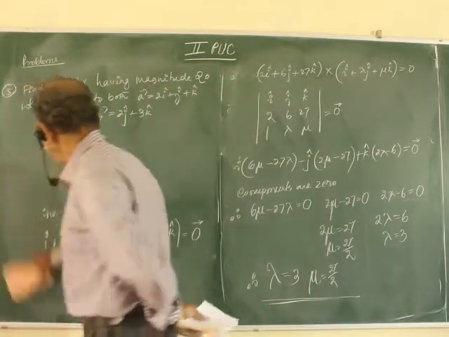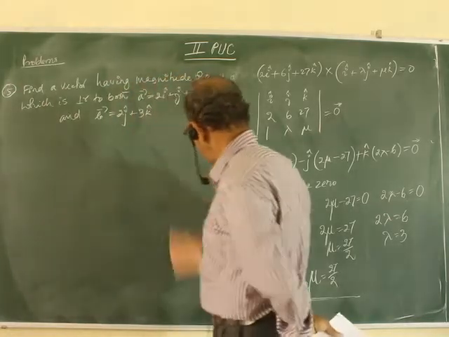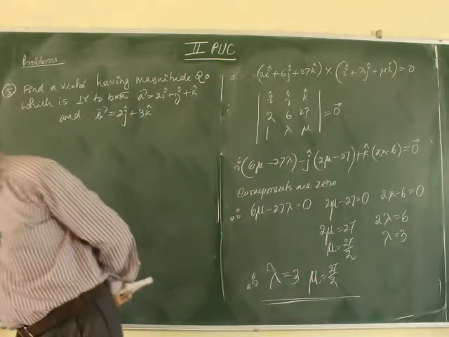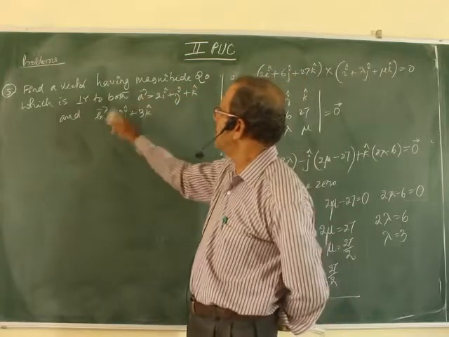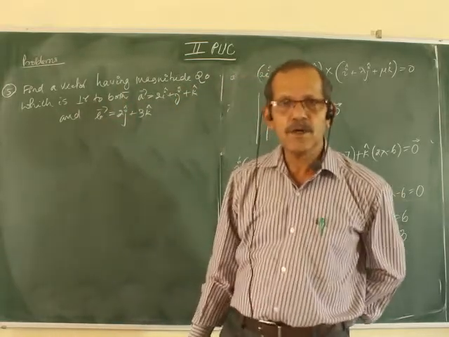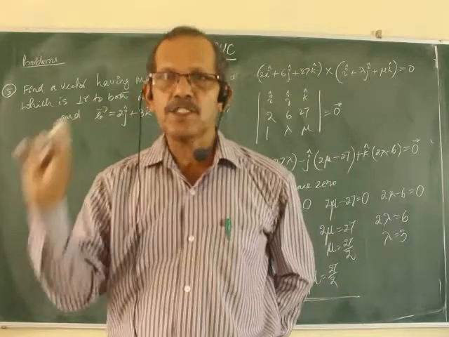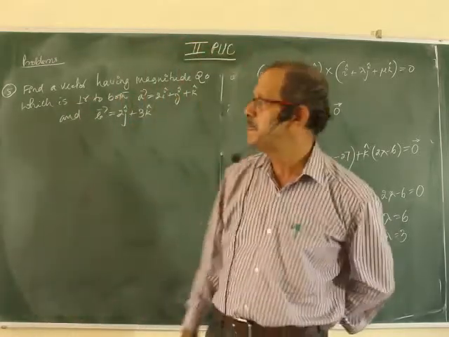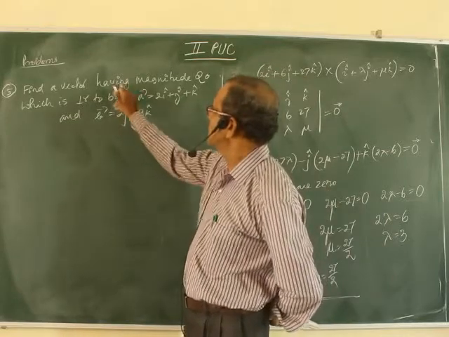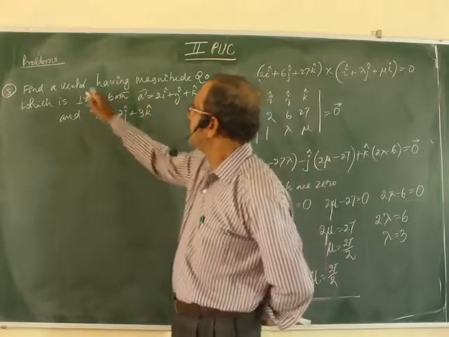Find a vector which is perpendicular to both A and B. No doubt it is A cross B, because A cross B is always perpendicular to both A and B. Find A cross B is the question.